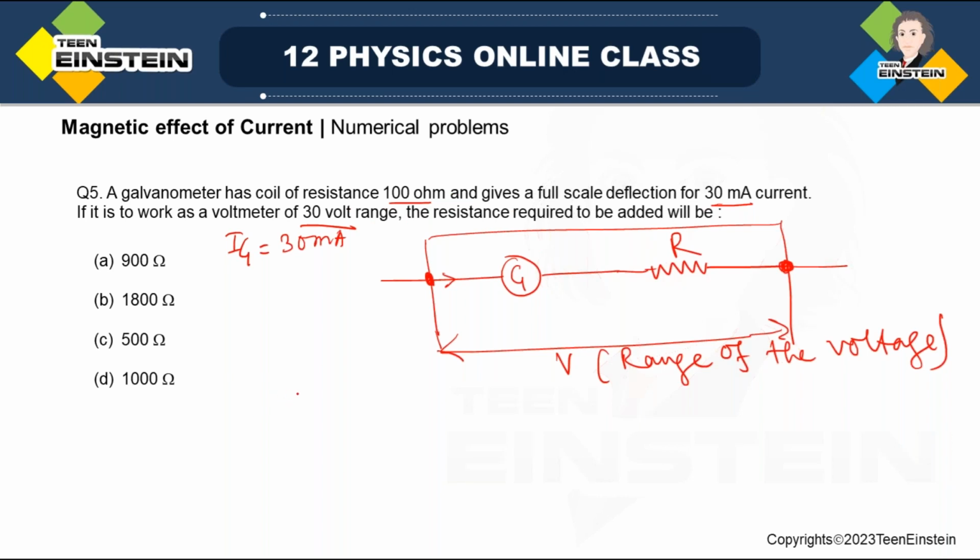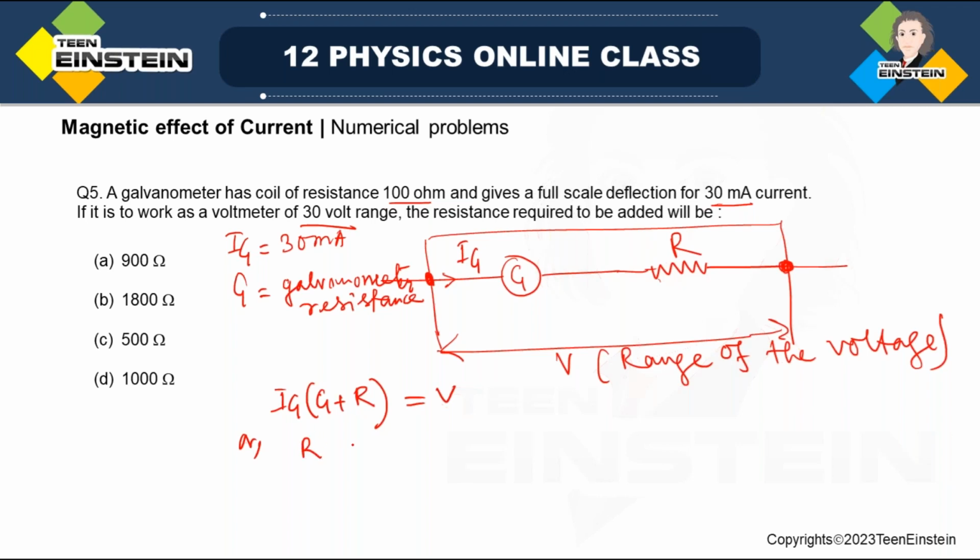So what we have to do here? The current passing through the galvanometer is I_G alone. So we know I_G into G, where G is the galvanometer resistance, and R is the additional resistance which we have to connect in series with the galvanometer. This will give you the 30 volt, or V, since I have written the range of the voltage to be V. So we have to find out the resistance.